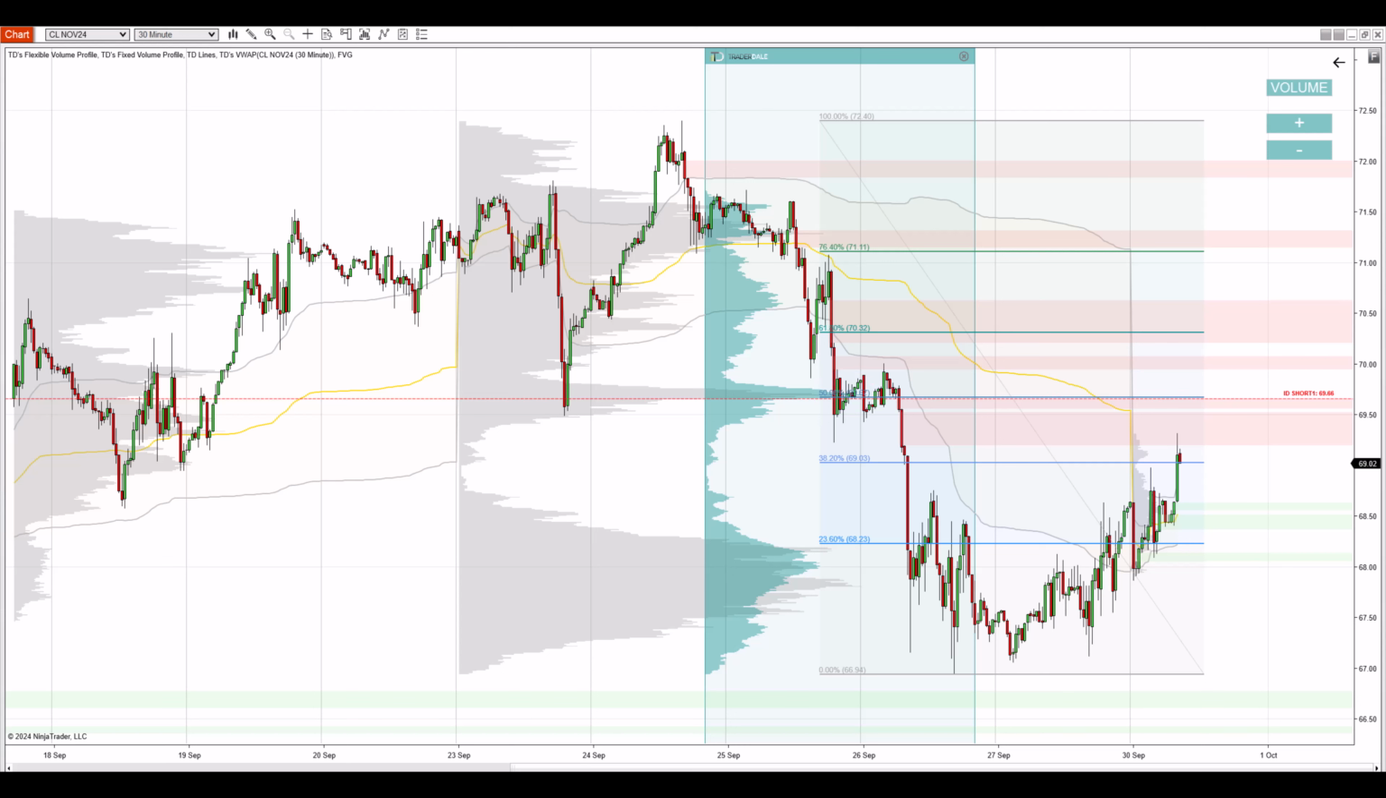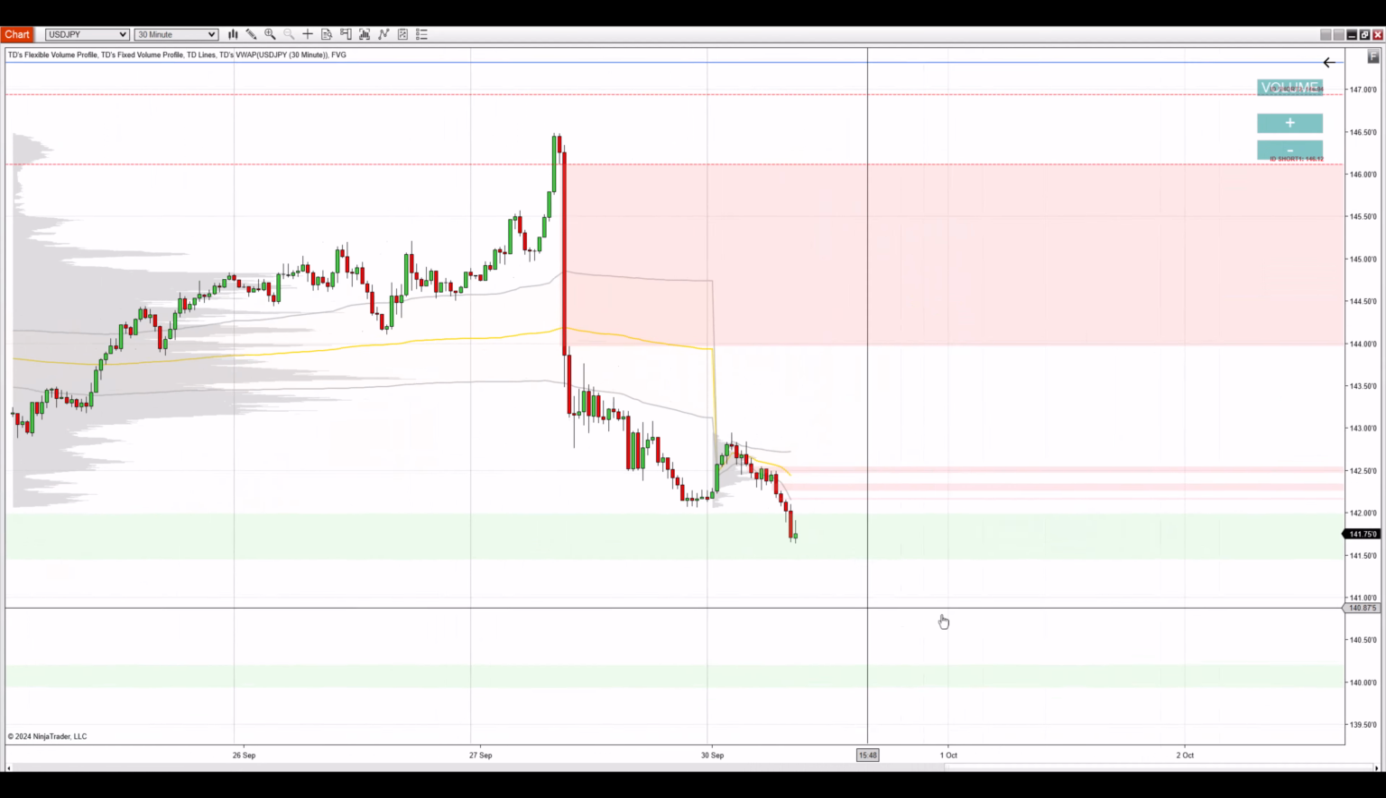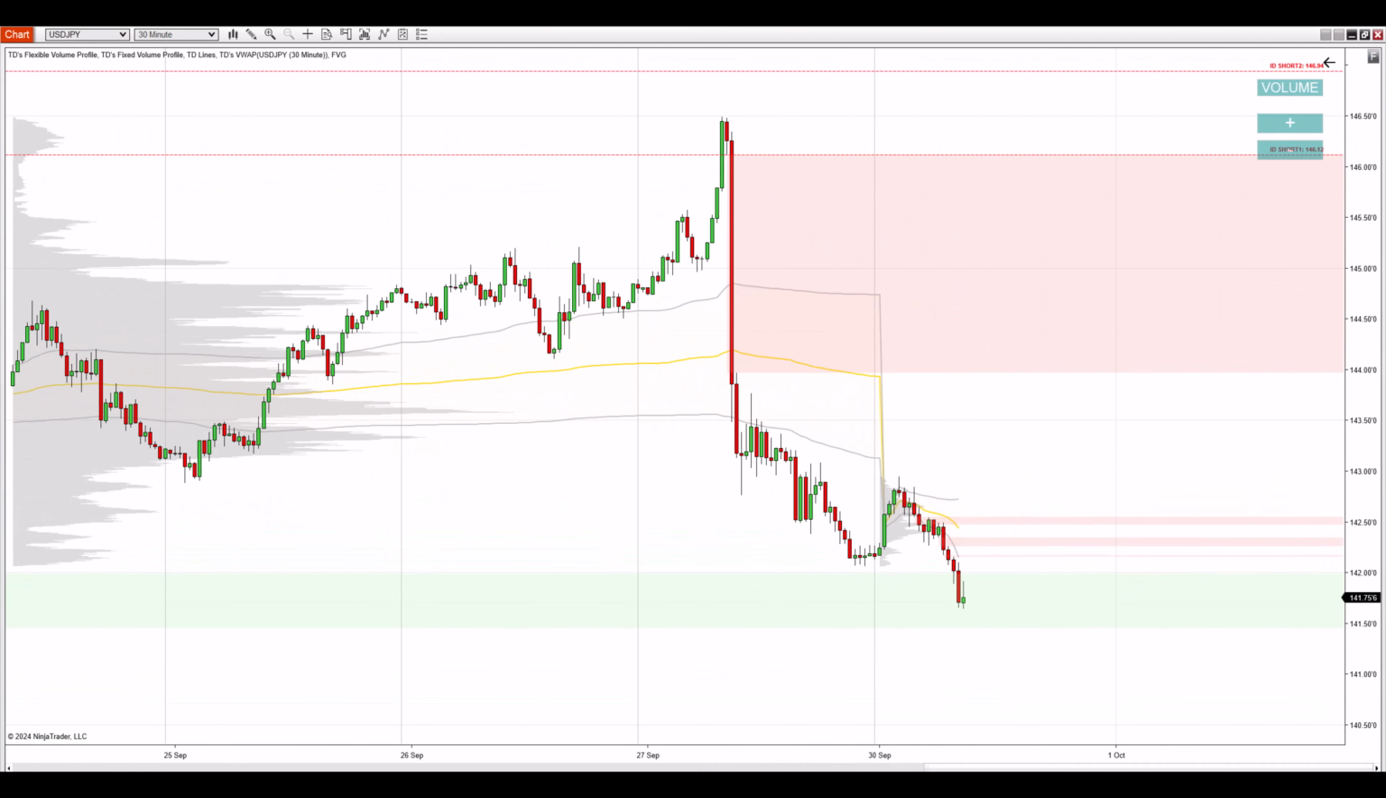Let's go for the next trading idea, and the next one will be on the US dollar Japanese yen. So on the US dollar Japanese yen, by the way, this is a 30-minute chart. In here you can see that there's a huge gap, this red gap. And as I was saying, in short trade scenario, I like to trade from the top border of that gap, which is in here. Right, so this is the resistance.